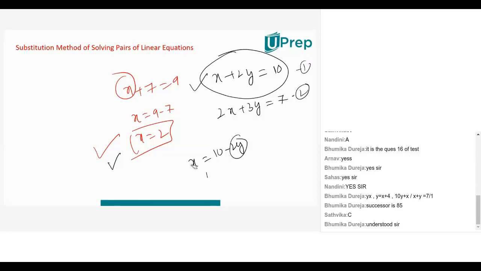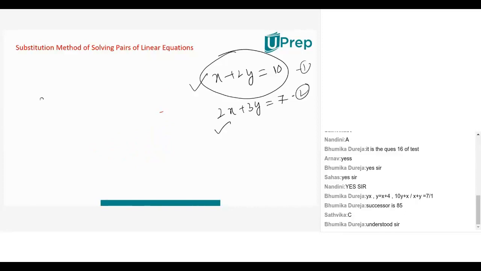When you talk about the solution of linear equations in two variables, it's compulsory that you have another equation, like the example I gave, 2x plus 3y equal to 7. So I have two equations: x plus 2y equal to 10 and 2x plus 3y equal to 7. What is the method of substitution here? From the first equation, I can write x as 10 minus 2y. Now substitute this in the second equation: 2 times (10 minus 2y) plus 3y equal to 7.